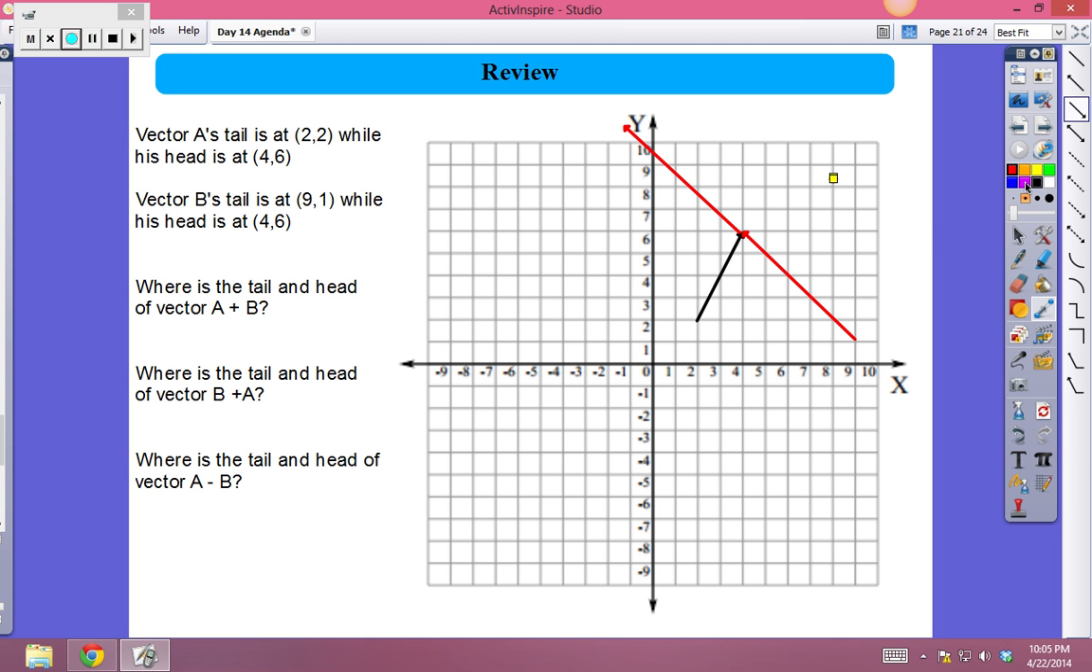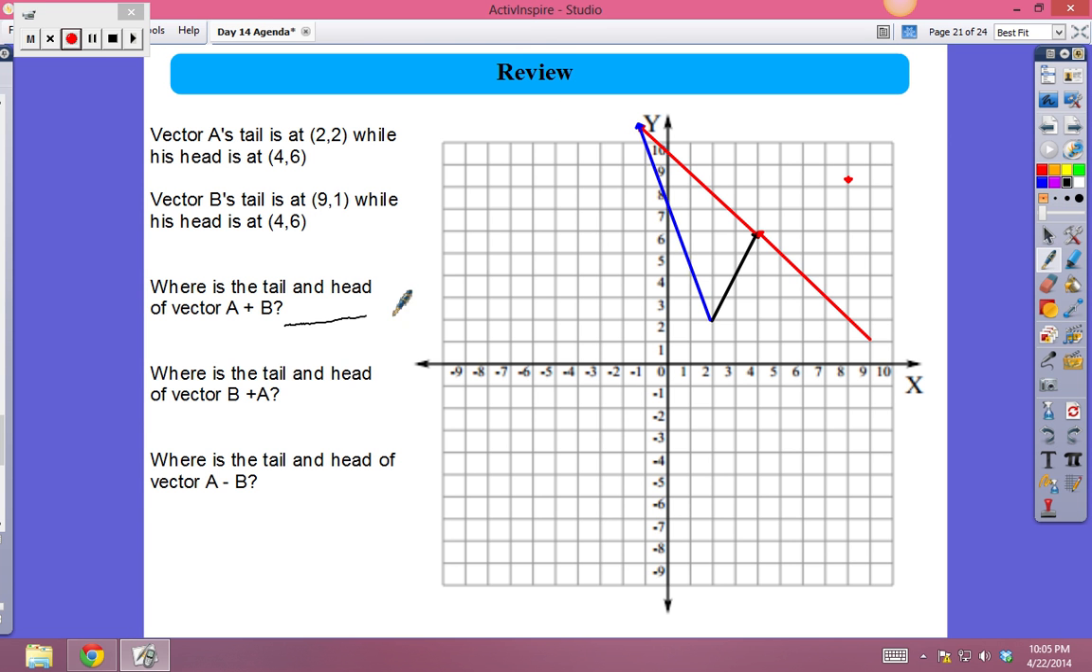Now, vector A plus B. I've got vector A right here, and then I've got vector B right here. I add them together, I put them head to tail. The vector A plus B is this vector right here, the blue one. It goes from the tail of A where I started, and it ends up where B ended up. So this right here is vector A plus B, this blue one.